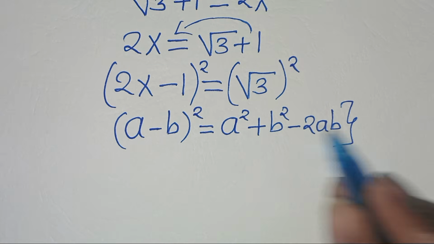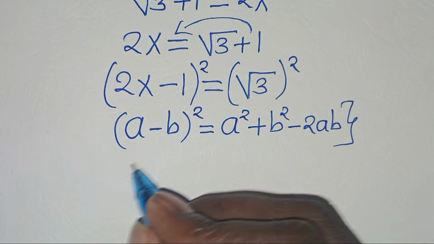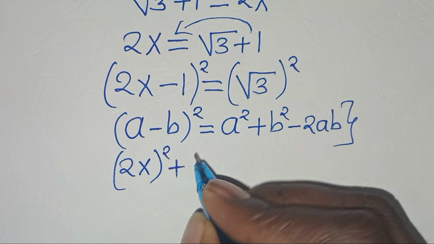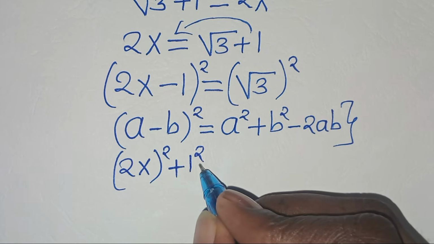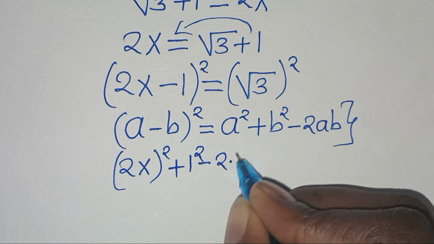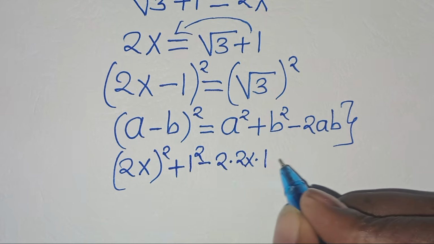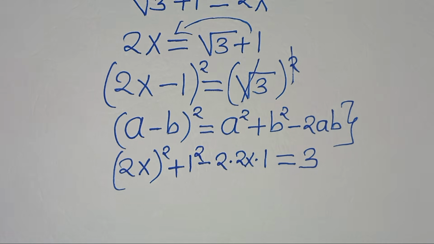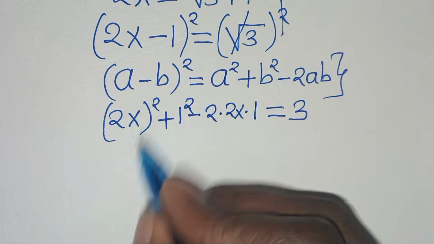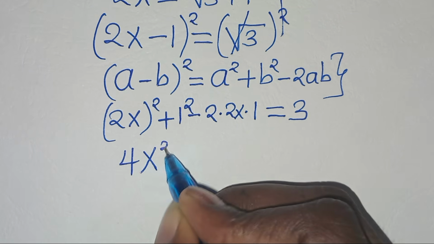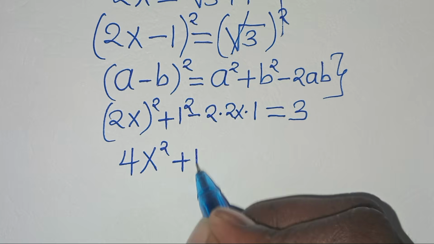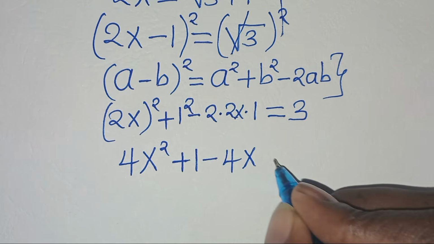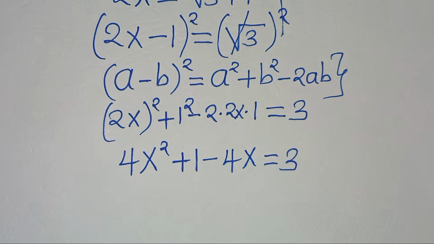Applying this algebraic identity, here we have 2x raised to the power of 2 plus 1 squared, then minus 2 times 2x times 1. This is equal to, let's eliminate the square root sign here, so this is equal to 3. So here we have 2x squared, this is 4x to the power of 2 plus 1 squared is 1 minus 2 times 2x times 1, this is minus 4x. This is equal to 3.